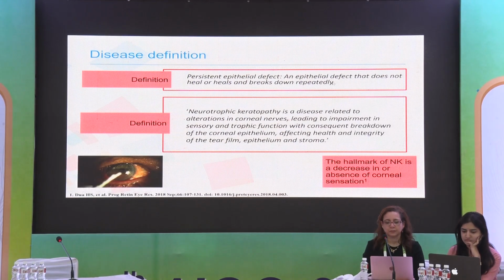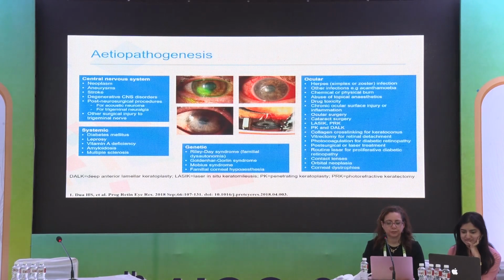But the definition of neurotrophic keratopathy is a disease related to alteration in corneal nerves leading to impairment in sensory and trophic function with consequent breakdown of the corneal epithelium, affecting health, integrity of the tear film, epithelium and stroma. And the hallmark of the disease is there is lack or absence of corneal sensation. And a number of diseases can cause this condition.